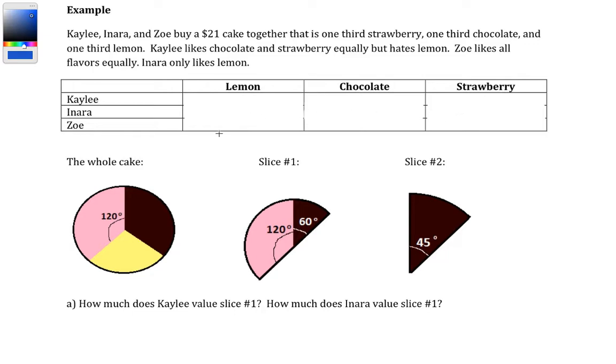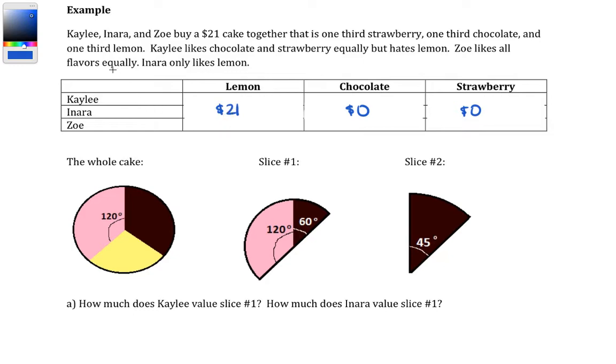Now we want to fill in the table with how they value each one. In the last example, those rows totaled 100%, but now we have the exact monetary value of the cake, $21, so every row is going to total $21. Let's start with Inara. She only likes lemon, which means she thinks the chocolate and strawberry parts are worth $0 and the lemon part is worth the entire $21.